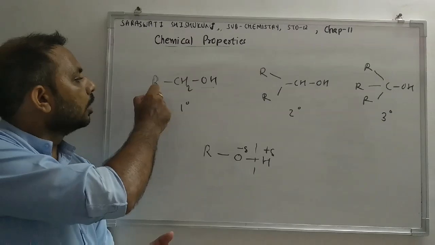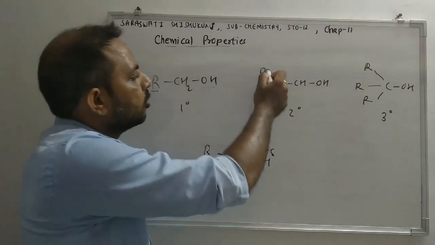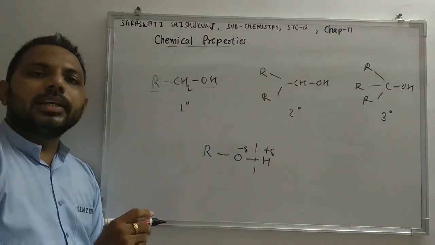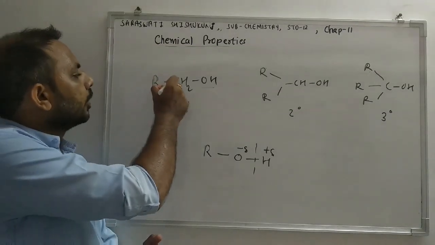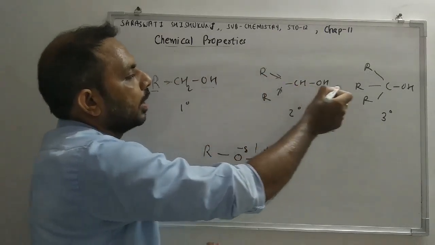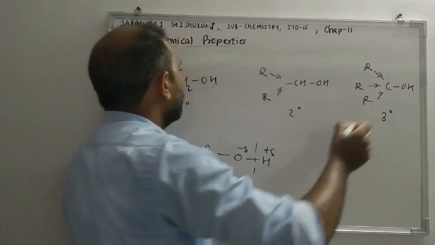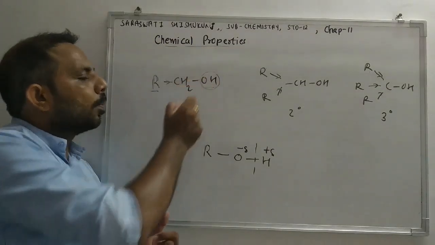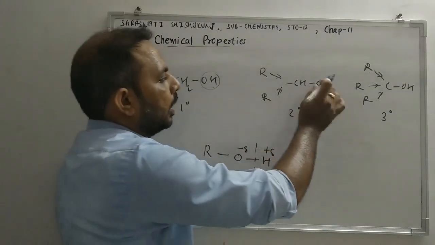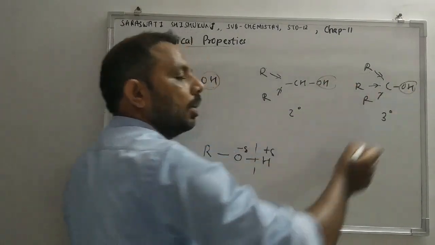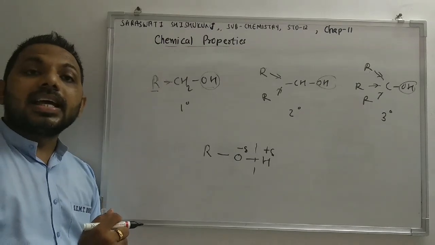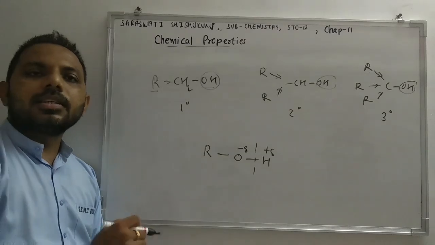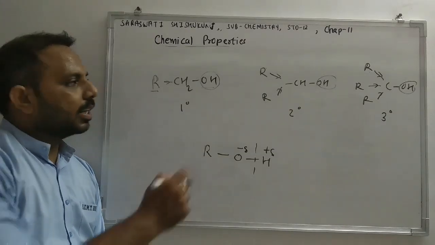Now, one alkyl group is there, two alkyl groups are there, and three alkyl groups are there. Now, an alkyl group is an electron donating group, so it can donate electrons. Because of this electron donating nature of the alkyl group, the polarity of the OH bond decreases. So this polarity decreases, and as polarity decreases, the acidic nature decreases because it has less tendency to donate H plus. So the acidic strength will look like this.